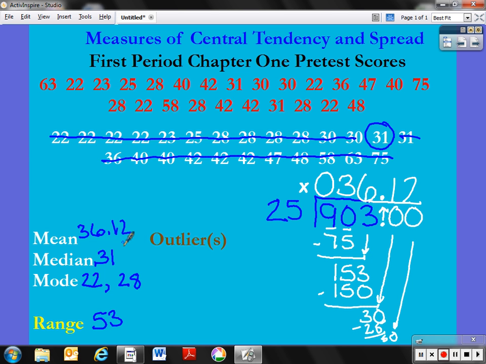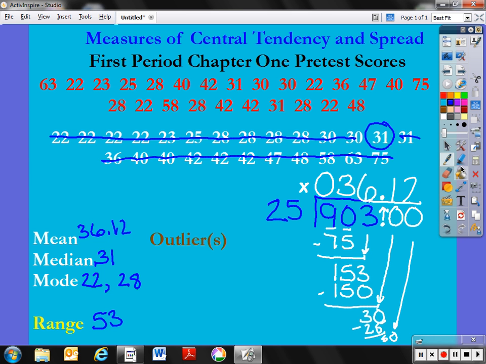I'm going to round that. I'm just going to knock this 2 off, because I want to round to the nearest tenth. Underline the 1 in the tenths place, circle the 2 in the hundredths. That 2 tells me just to leave the 1 as is. So we really have 36 and 1/10. Okay, so there is my mean.